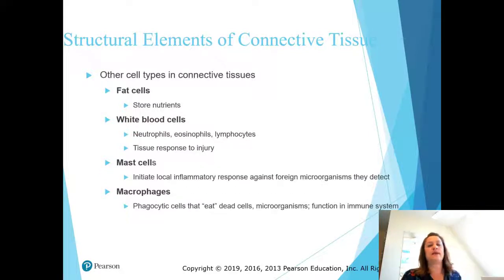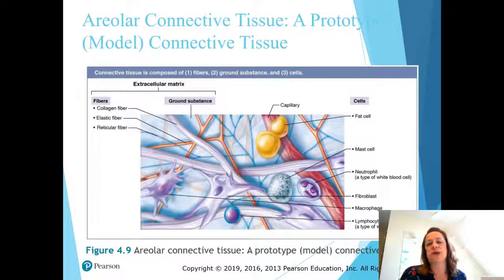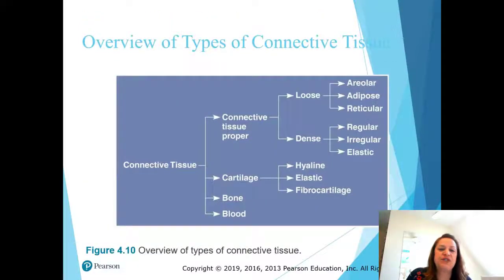Other types of cells that we might find are going to be fat cells, white blood cells, mast cells, macrophages, and we'll go through each tissue type and tell you what's found where. This is a generalized picture of connective tissue, showing the fibers, the ground substance, and cells. Not all of these cells are going to be in one tissue type. Fat, mast, neutrophil, fibroblast, macrophage, and lymphocyte. No, this is a generalized idea. So let's get into the specifics.